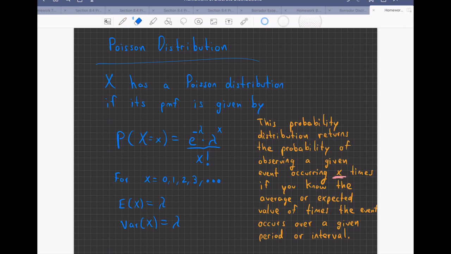So, use the Poisson distribution if you know that over a given interval or period, you know the average or expected value of occurrences for a given event, and you want to know the probability that the event occurs a certain number of times. This distribution depends only on one parameter, the Greek letter lowercase lambda.